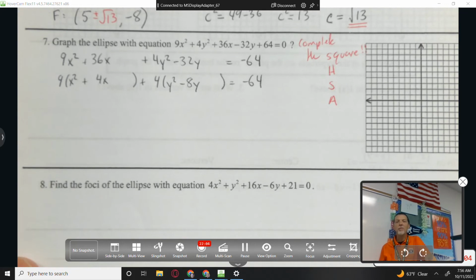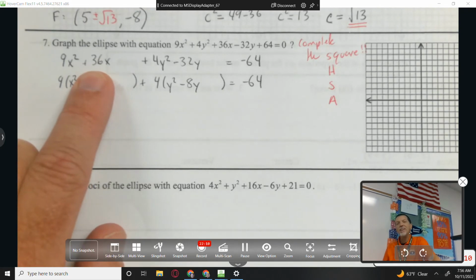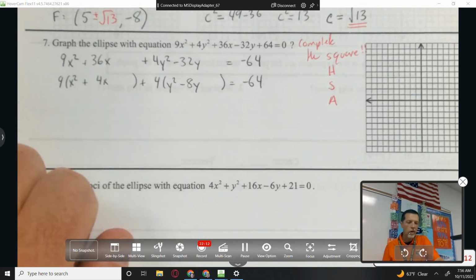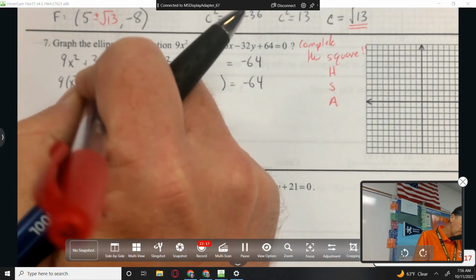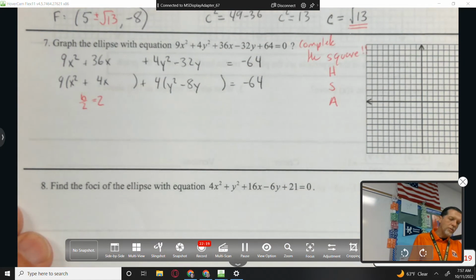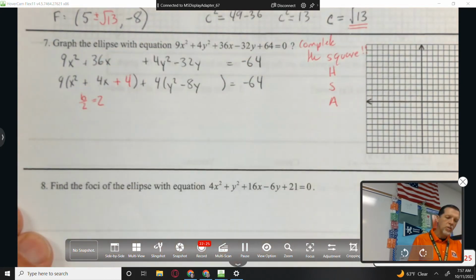Not only does it make it possible, it makes it easier, because half it, square it, add it was going to be kind of annoying with 36 right there. Much easier with 4. So half it, we get 2. Square it, we get 4. Add it, I'll put plus 4 there to complete the square.